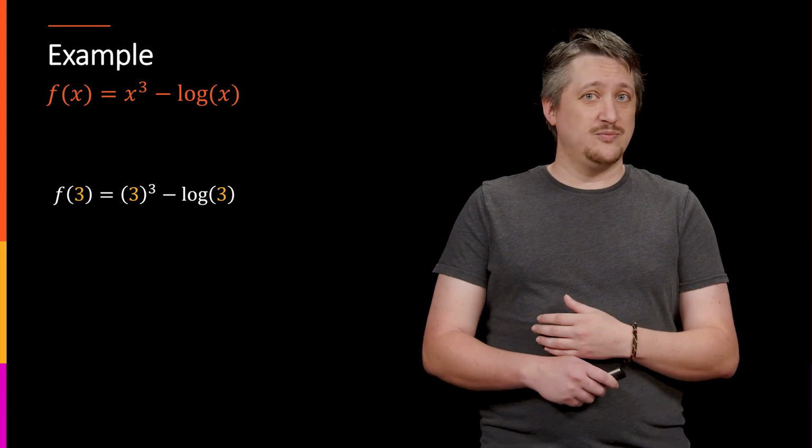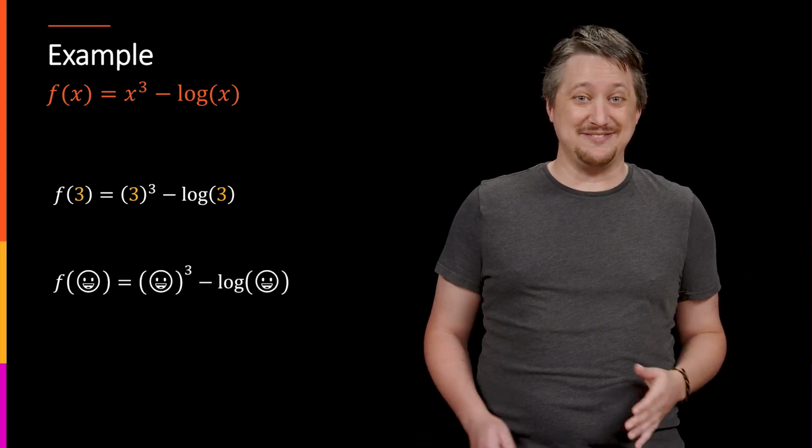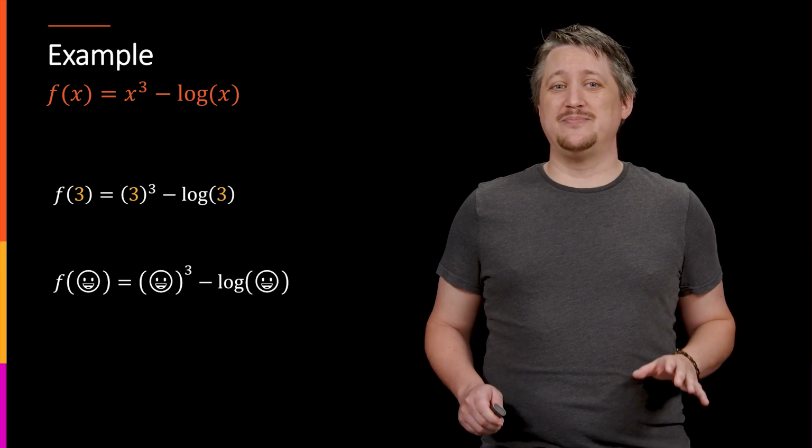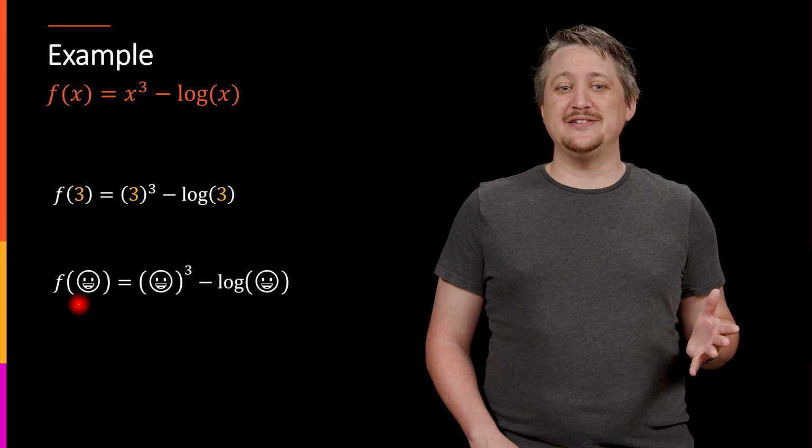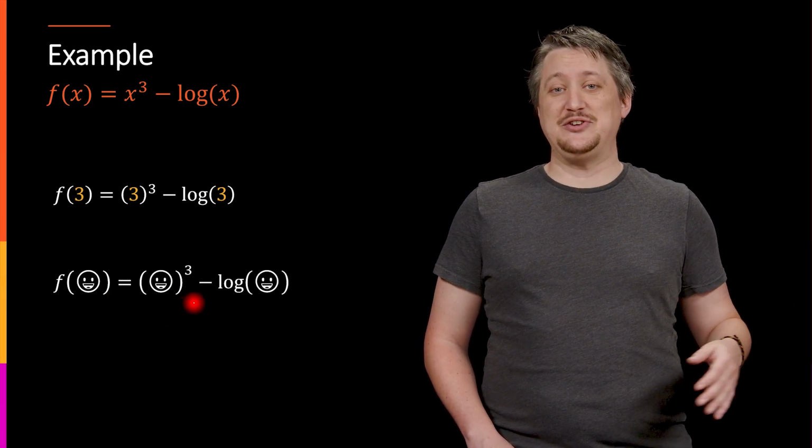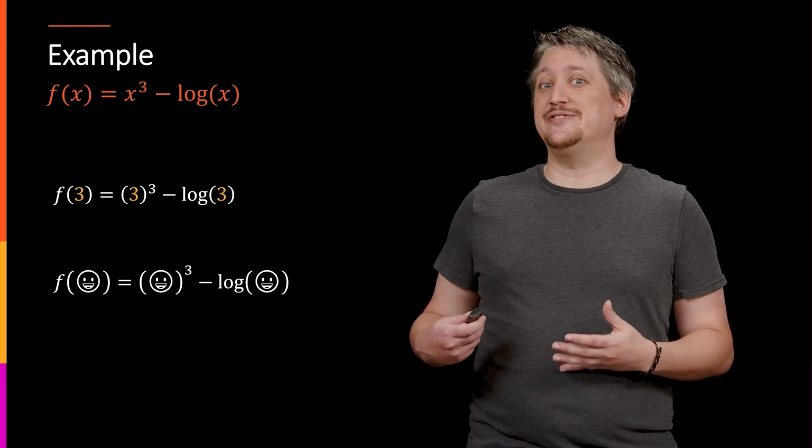And again, this is anything. We could put in other functions. We could put in a smiley face. It really doesn't matter. The only thing that is important is that you're consistent. So if we're putting in a smiley face, everywhere that thing had an x, we then put in a smiley face. So smiley face cubed minus log of smiley face. That's the point of the f of x notation.